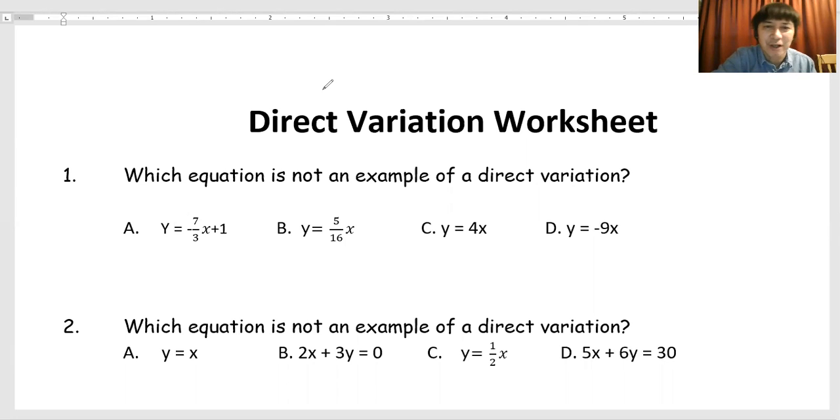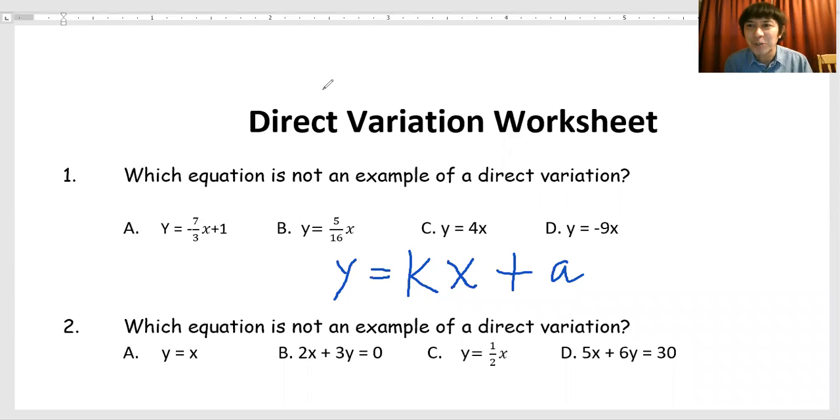A direct variation has a variable and the constant of proportionality and other variable. It's like this. And this type of linear equation passes through the origin if you're going to graph this. So if you see something like any number added here, then it does not pass through the origin. It will be in either x or y axis intersecting there.